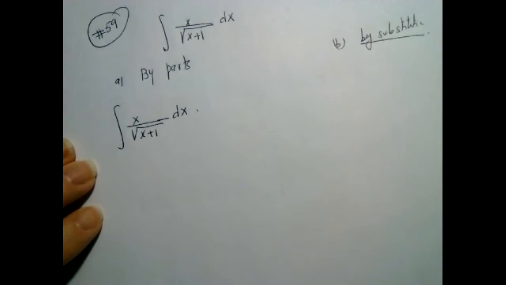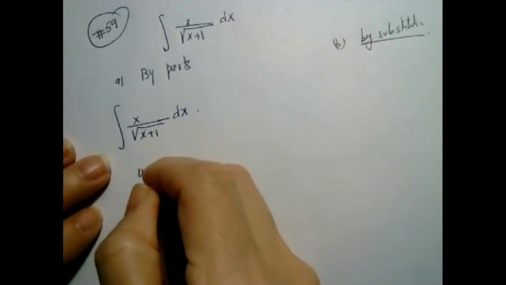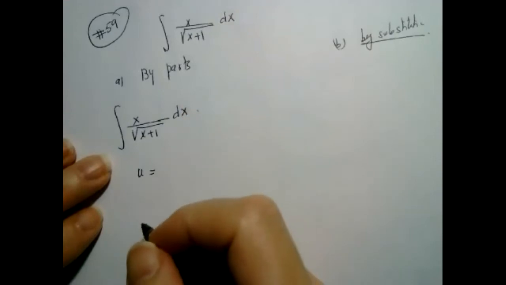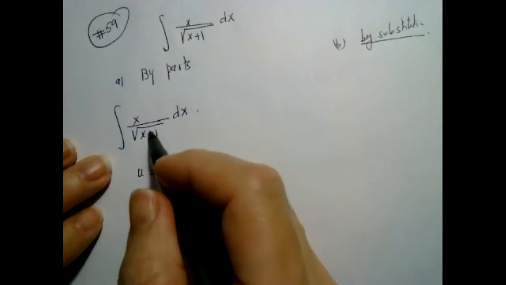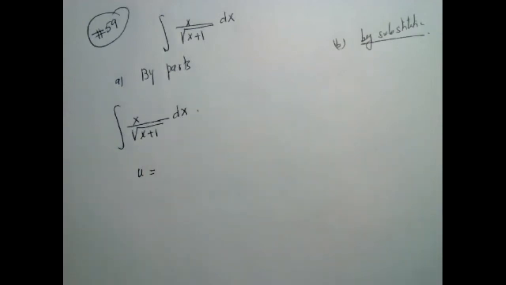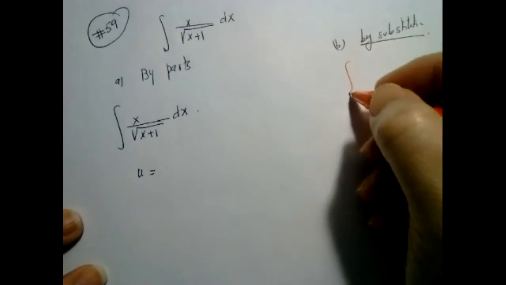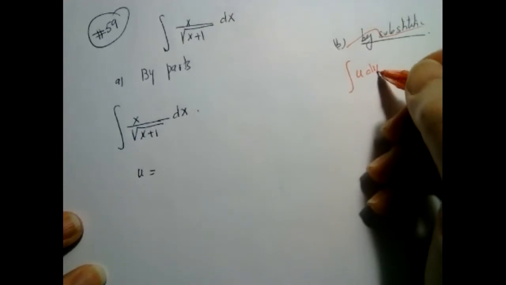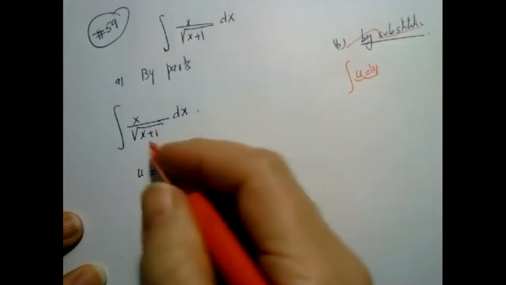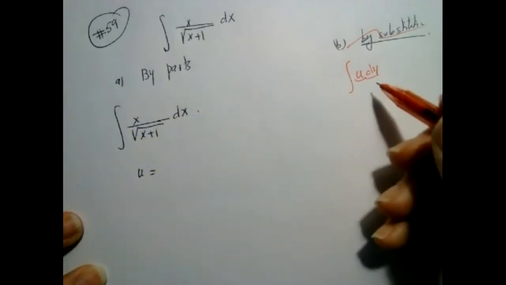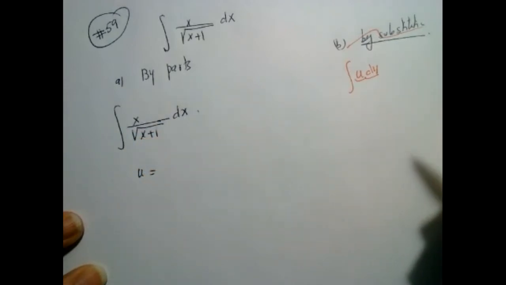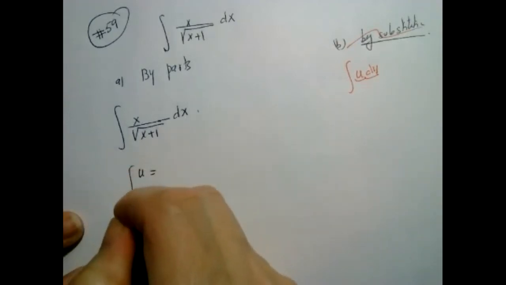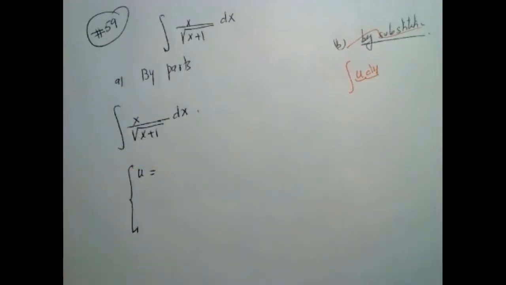Would u be x plus 1? No, by parts you cannot take u to be x plus 1. Why? Is it because of the square root? Yeah, you can't. Remember, it has to have the form u dv. To do by parts, you have to have a u times dv. So if I put my u to be this, how are you going to get the u dv in the picture? No way. It has to have this form. So anybody else?